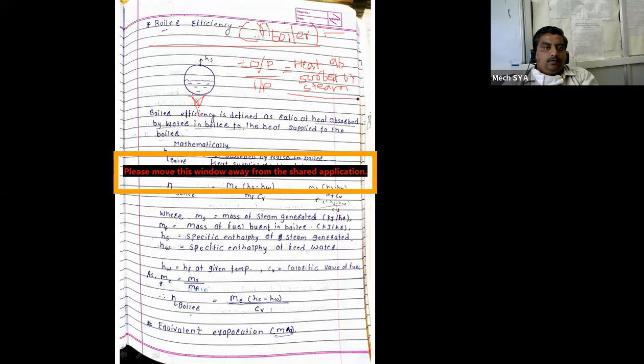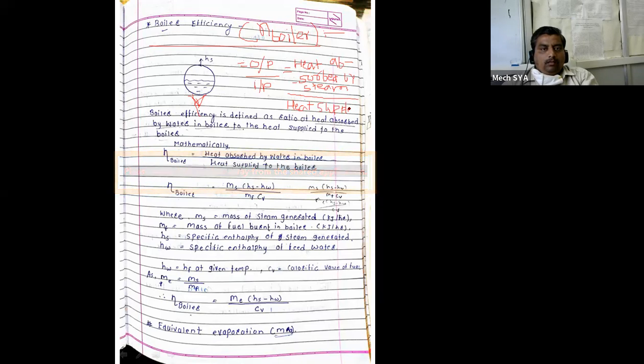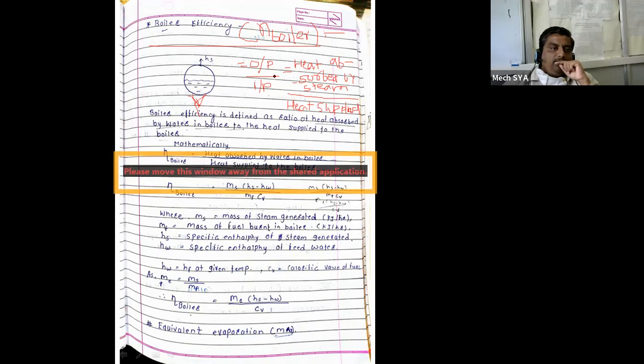Heat absorbed by steam divided by how much heat was supplied, heat supplied to the boiler. Heat supplied. Okay. So this is heat absorbed. How much heat is absorbed?